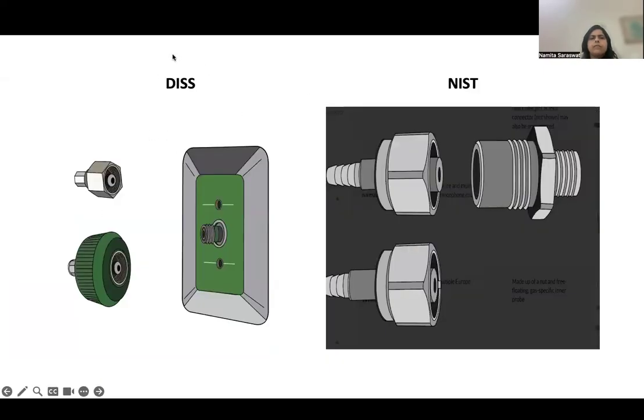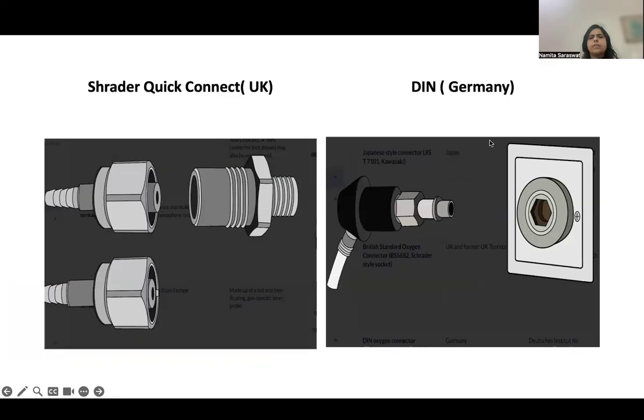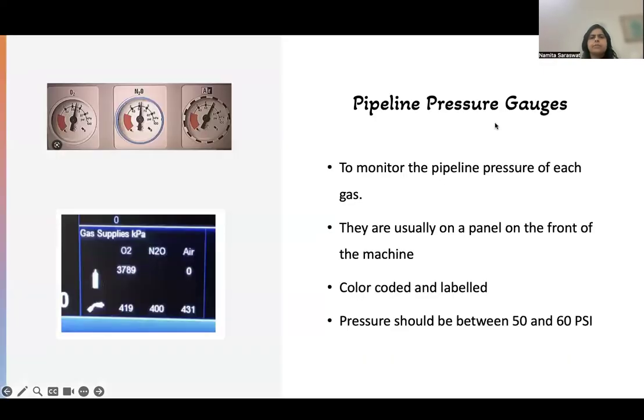These are the photographs showing the diameter index safety system, non-interchangeable screw threads, shredder quick connect, and DIN. This is used in Germany. So these are all the safety features. Now moving on to pipeline pressure gauges.